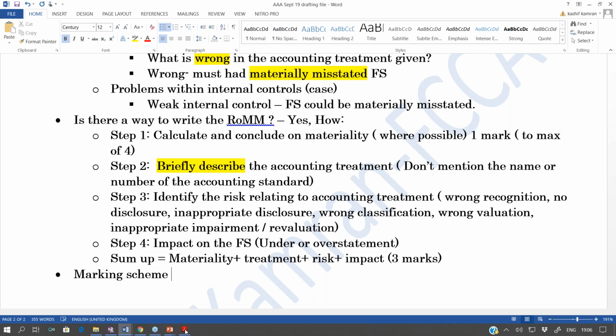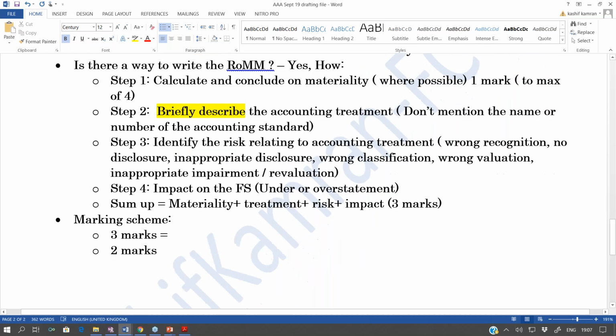Now, try to understand the marking scheme. I'm starting with an exam paper. The marking scheme consists of 3 marks, and the marking scheme consists of 2 marks. When will I get the 3 marks? If I write materiality, treatment, risk, and impact. But there might be so many situations in the exam paper where there is no materiality, yet there is a risk and an impact. True or false? Do you agree with the statement?